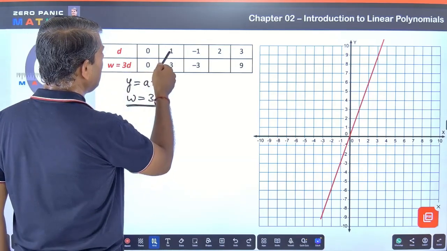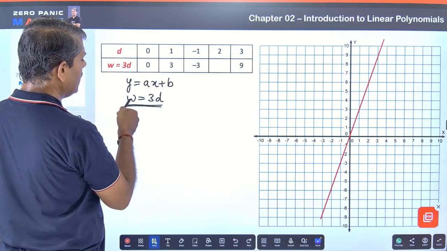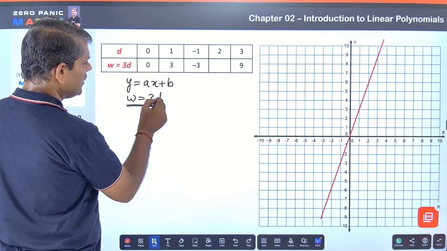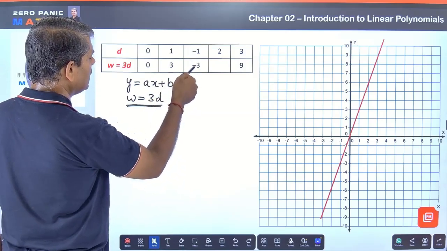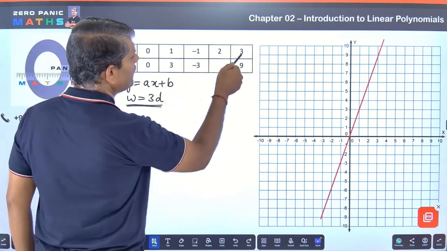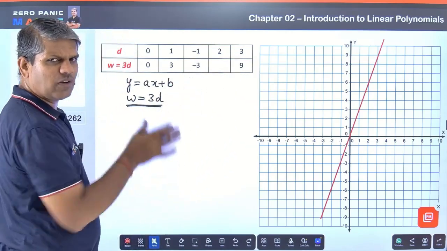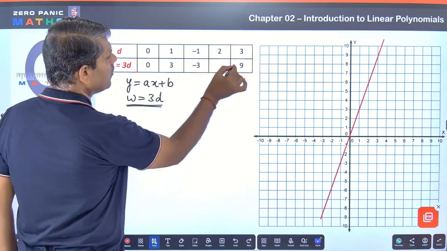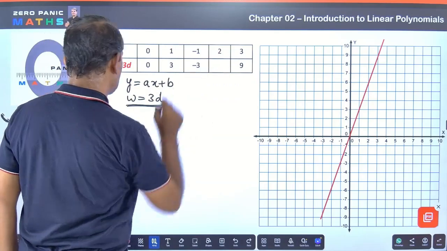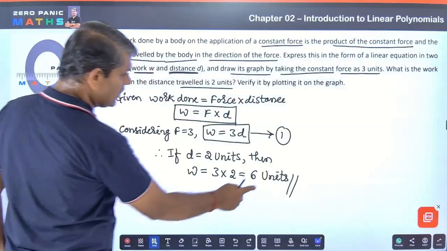Okay, secondly, if D is equal to 1, W will be 3. Just substitute 1 here. If D is equal to -1, the W will be -3. I've substituted different values and calculated this. Okay, so if D is equal to 3, 3 into 3, W is equal to 9. And for this 2, I have already calculated it is 6 units.